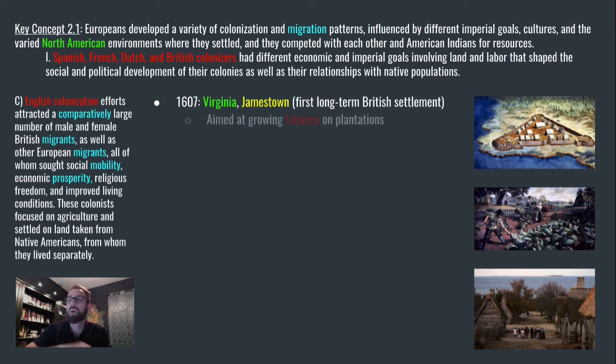There we are. What were they trying to do? Growing tobacco on plantations. Tobacco was a cash crop. It was something that did not grow well in Europe because the climate was not right and the soil was not fertile enough.